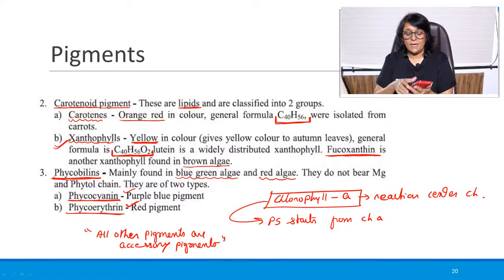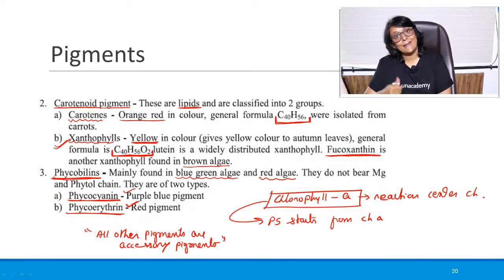Now when we meet in the next class, what we are going to do is, we will continue from this point. We have done pigments. Now in the next part, we'll talk about the light. Which wavelength is required, action spectrum, absorption spectrum. Slowly and gradually we'll understand all the things which are required, and then we come to the actual process of photosynthesis, that is light reaction and dark reaction.